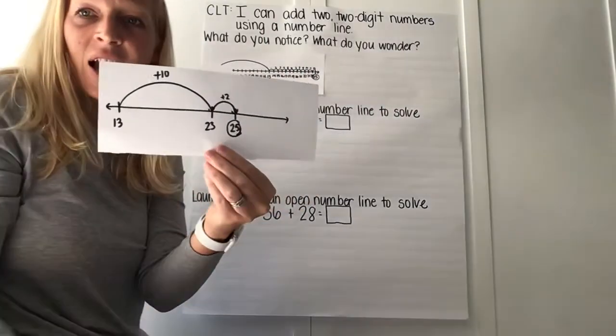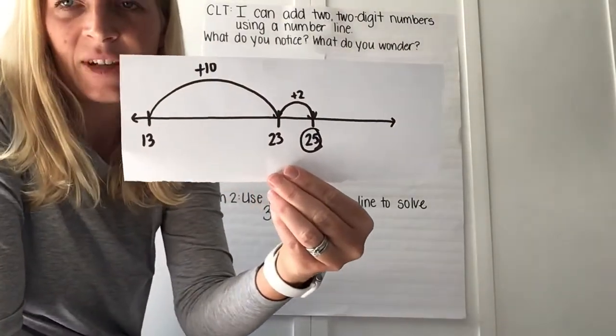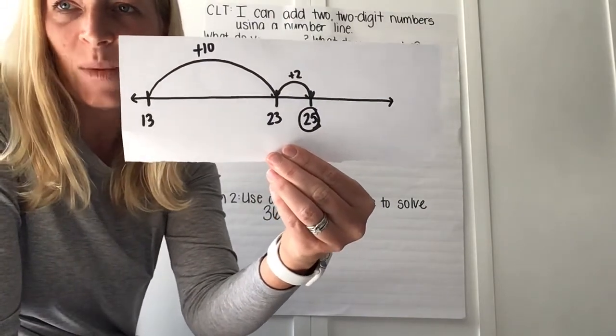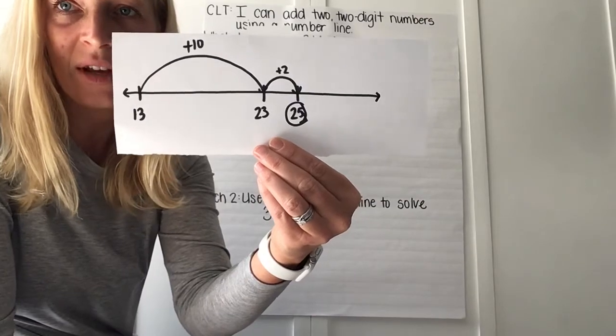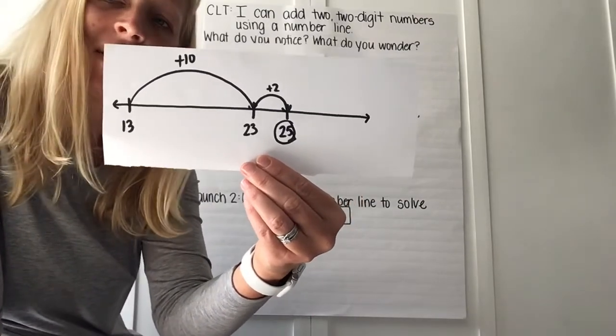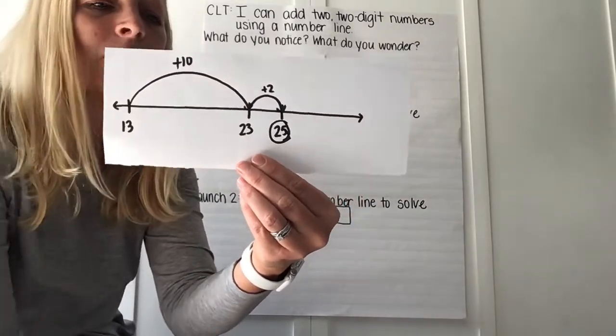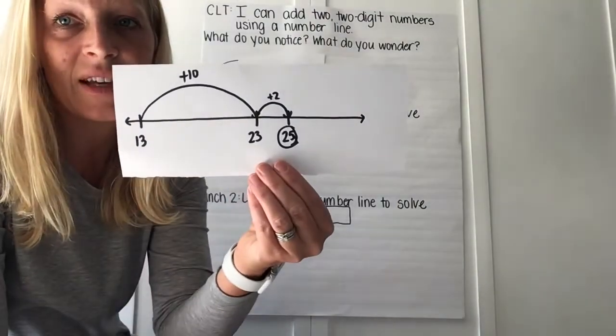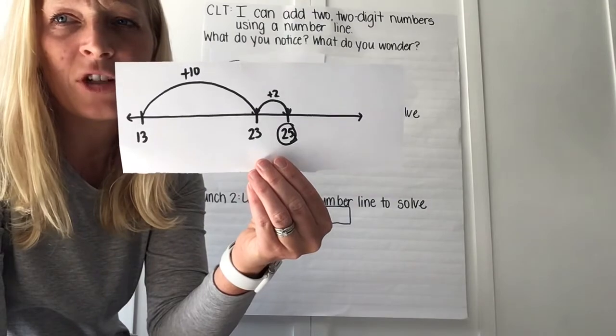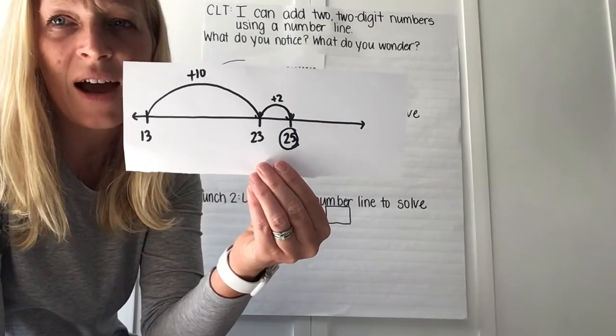Okay. What do you notice about this number line? Sorry, guys. I should have showed them to you before I taped them up. What do you notice about this one? Starts at 13. What else do you notice? Makes a big jump of 10. Doesn't include lots of the little numbers, does it? Makes another jump of 2 to the number 25.